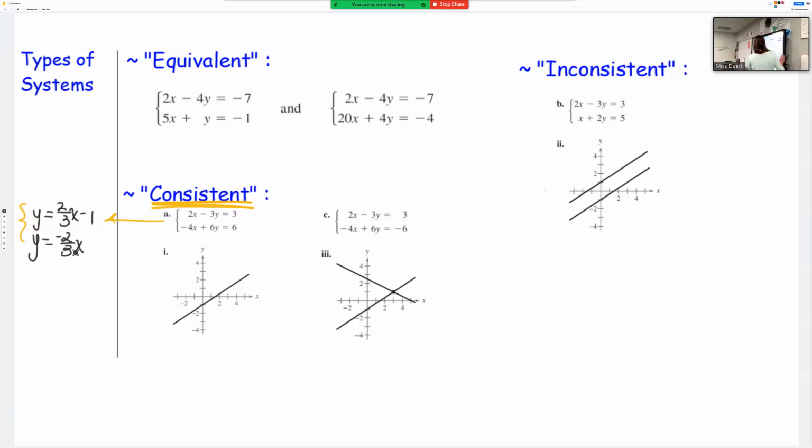Oh, there was a typo. See, I knew there was a typo somewhere. I just didn't have the right typo. Bummer, man. There we go. Without that little negative, it wouldn't have been consistent. Times a negative 2, times a negative 2, times a negative 2. That technically was inconsistent, because it would have had the same slope. Is consistent the same as equivalent?